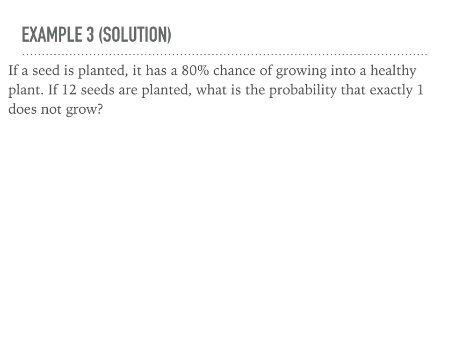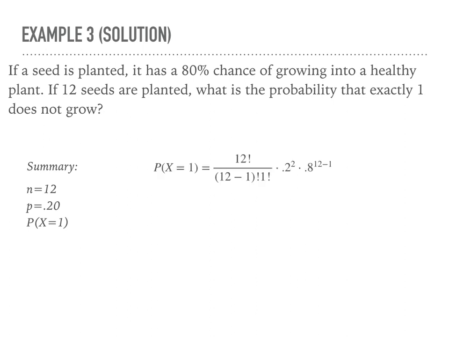So looking at example number 3, if a seed is planted, it has an 80% chance of growing into a healthy plant. If 12 seeds are planted, what is the probability that exactly 1 does not grow? Again, we have your summary, and you have 2 different ways you could do it. You could do it with your formula or using the calculator function. Either way, you should be coming up with the probability that x equals 1 is 0.206.